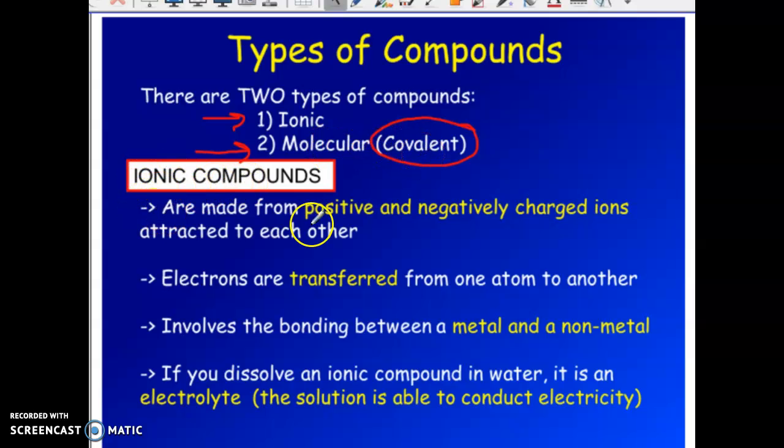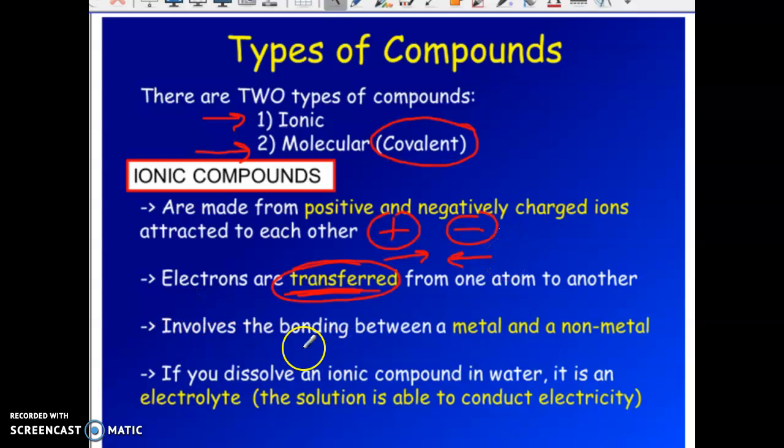So ionic compounds are made up of positive and negative charged ions, and how the compound actually comes together is because opposite charges attract. So positives and negatives will attract one another. The electrons are transferred from one atom to another. So actually what's happening here is the positive ion is losing electrons, the negative ion has gained them. So one is losing and one is gaining.